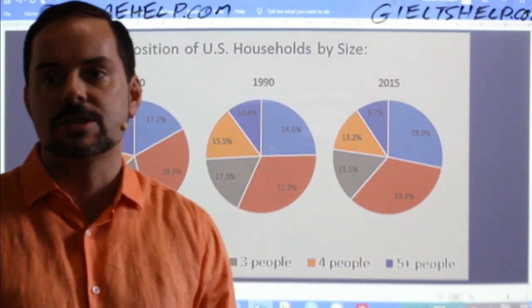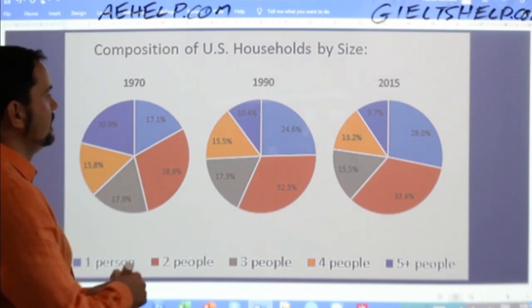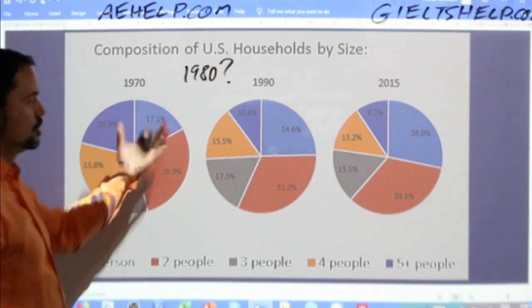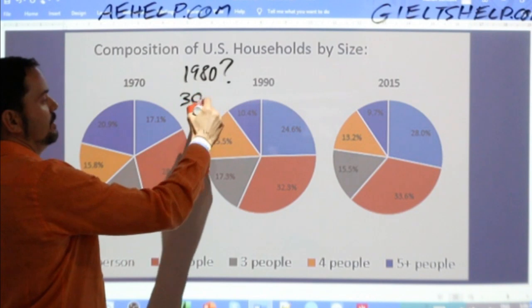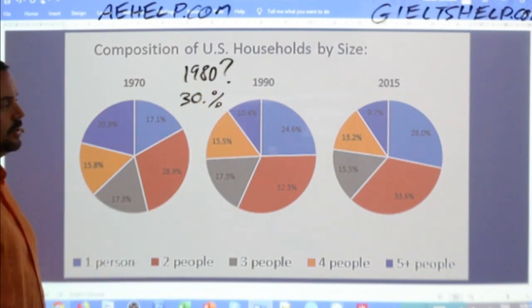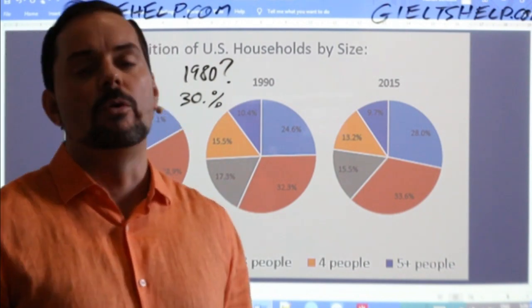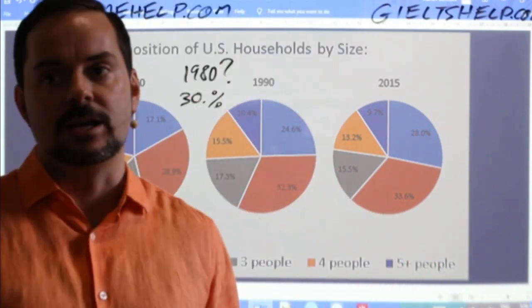There's no trend line. It's not continuous. It's not correct. We don't know what happens in 1980. Okay? Doesn't show that, right? Maybe 1980 is 30%. Who knows, right? You cannot report information that you don't see. In business or in university, that would be considered a major mistake, okay?